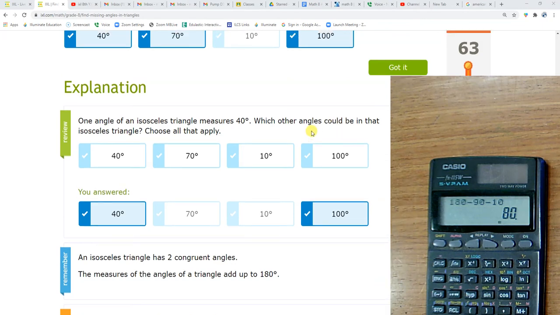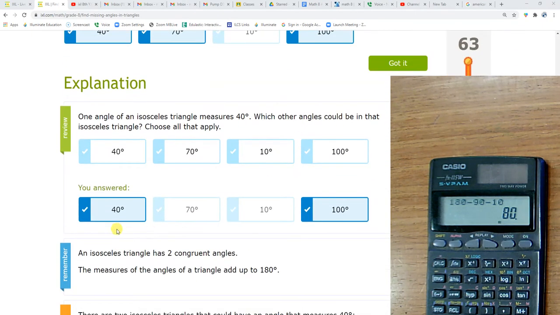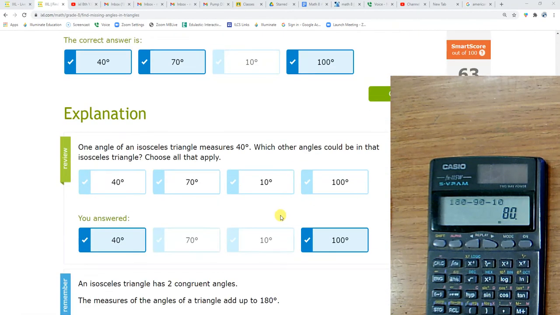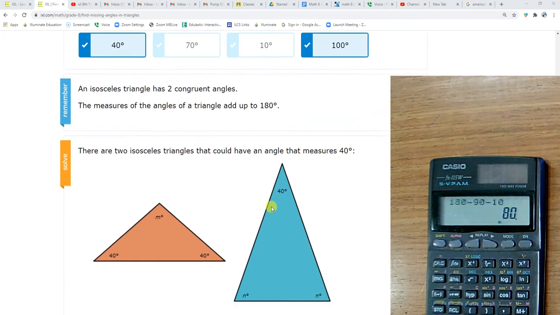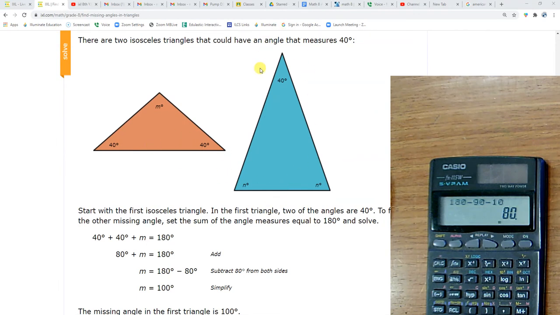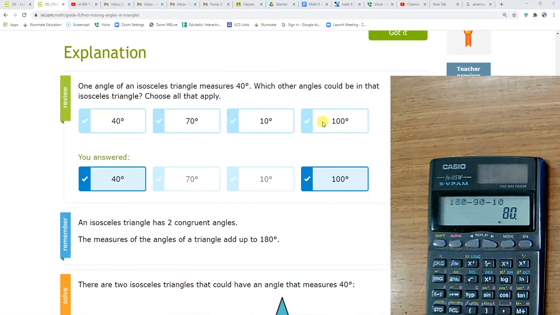Okay, I see what I did. I only chose one of the possible ways to do this. I did 40, 40, 100, but they're also saying it could be 70, 70, 40. Here are the pictures. So I only gave this one right here, but I could have done 40, 70, 70 and also made it. So I understand what I did wrong. Let's try another one.